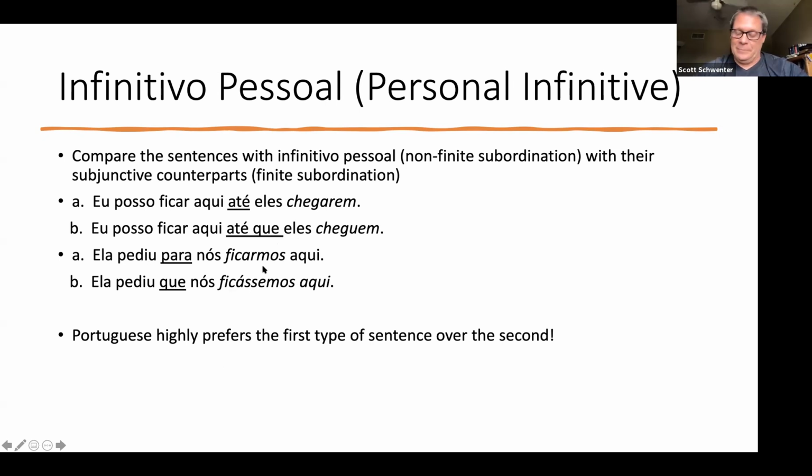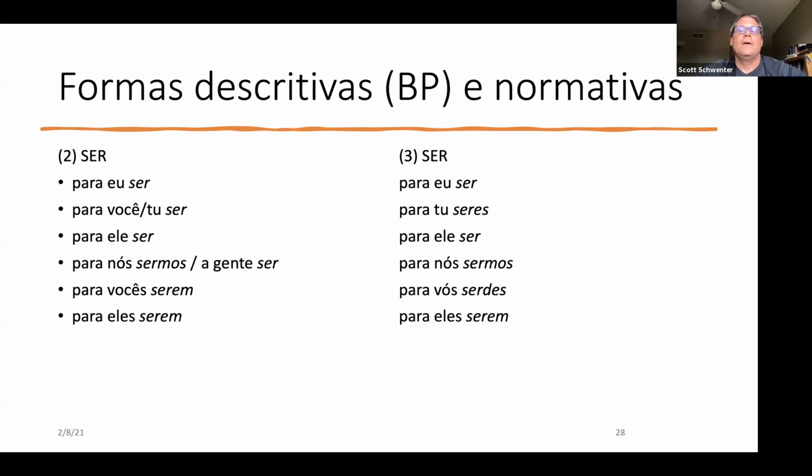That's what native speakers would do. So here's just to give you the paradigm for these personal infinitives, right? Like I said, in Brazil, they don't tend to use conjugations with tu very often. So it'd be para eu ser, para você, or para tu ser. It's not para ti, it's para tu ser. Para ele ser, para nós sermos, para a gente ser, para vocês serem, para eles serem, right?